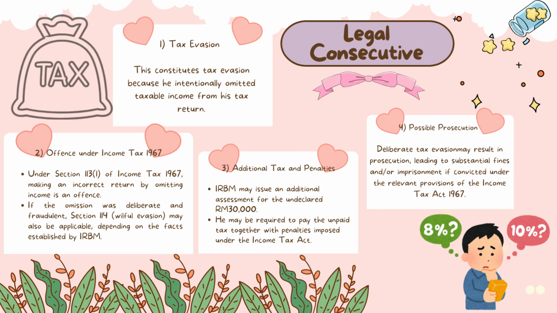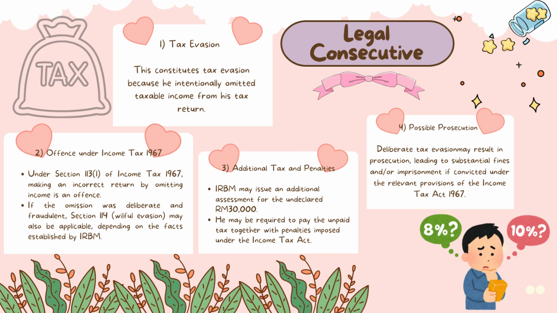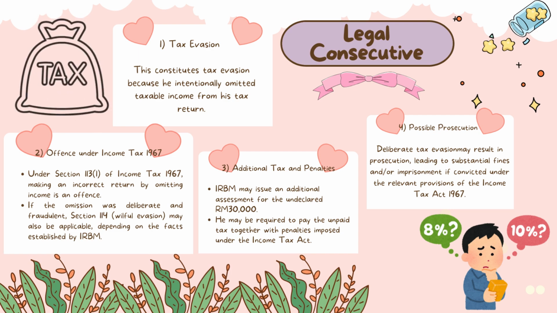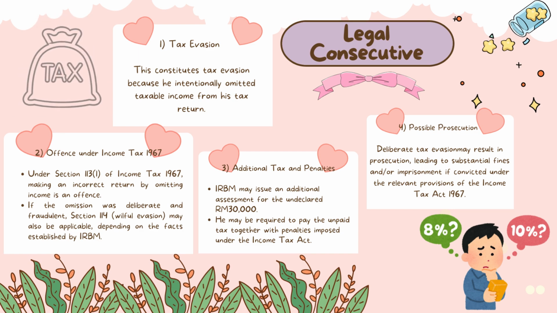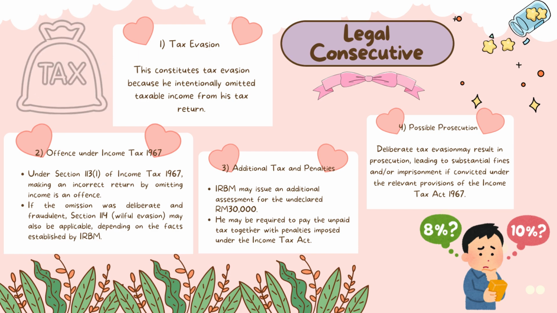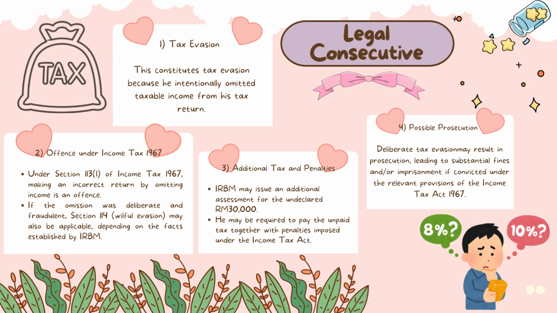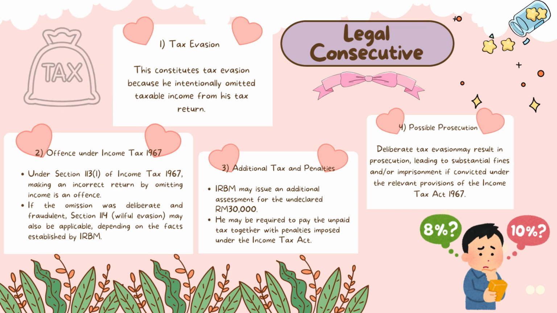So, for my part, I will explain the legal implications of Encik Muniandi deliberately hiding his RM30,000 consultancy fee in an offshore account. Firstly, this action constitutes tax evasion because he intentionally failed to declare his taxable income in his tax return. Every taxpayer has a legal responsibility to report all taxable income accurately, regardless of where the income is received. Secondly, under Section 113 Clause 1 of the Income Tax Act 1967, submitting an incorrect tax return by omitting taxable income is an offence.